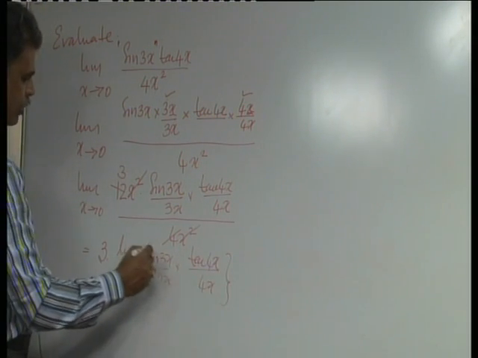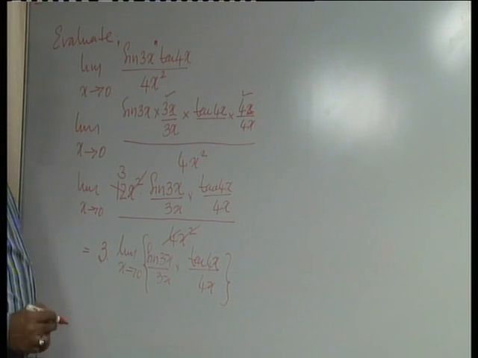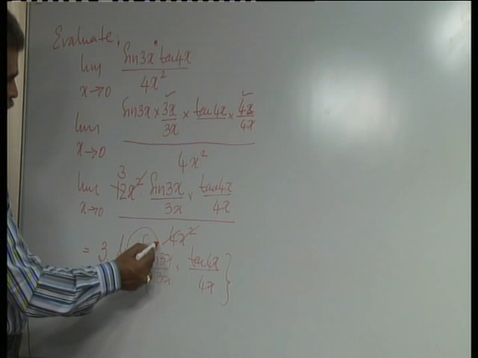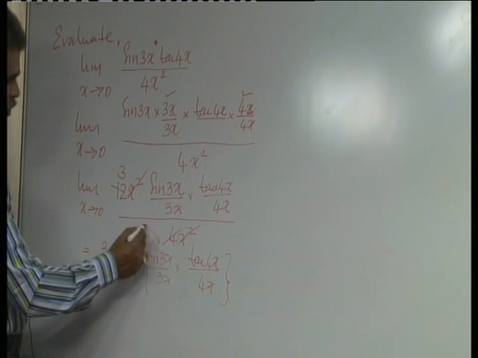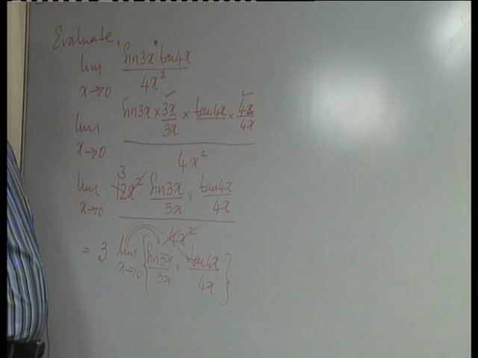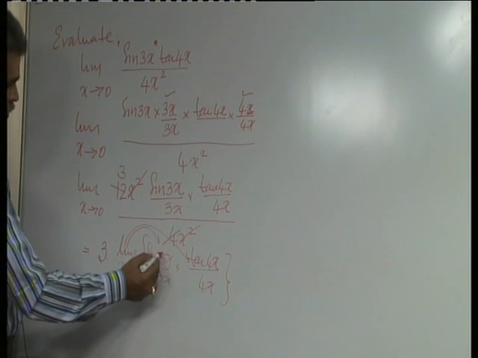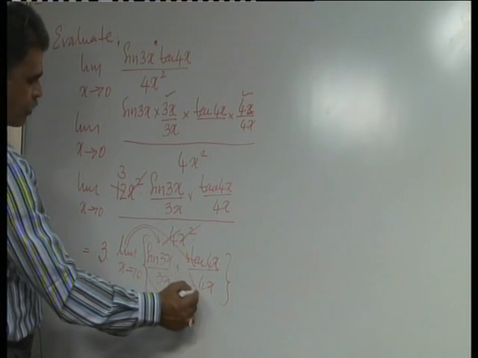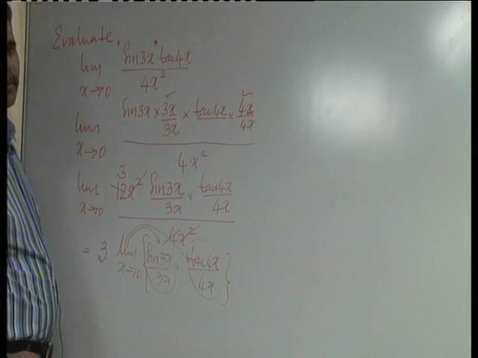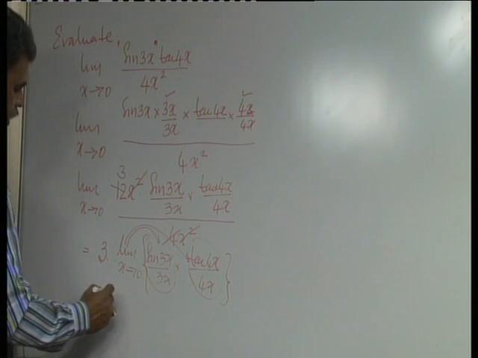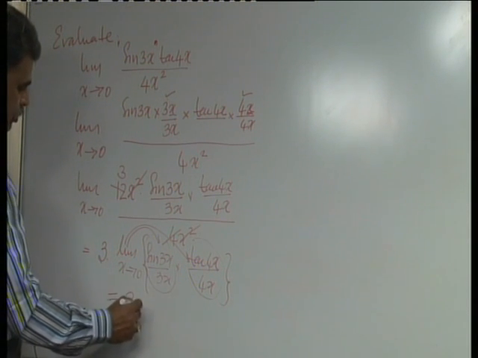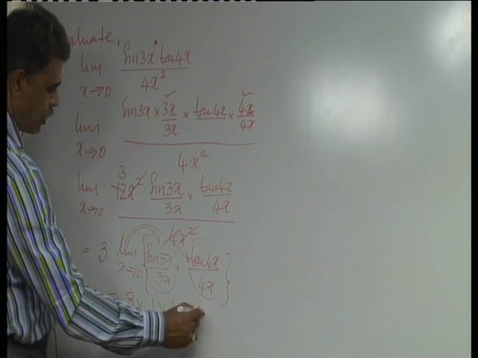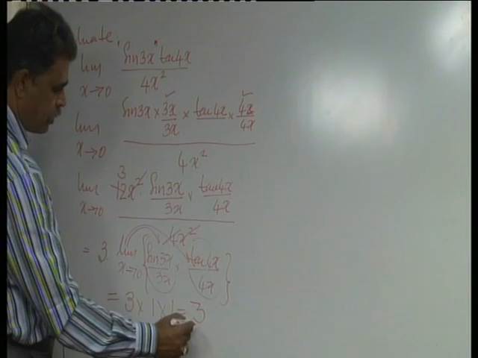According to properties of limits, the same limit can be extended for both the terms, they are in product. Hence, its value is equal to what? Its value is equal to 1, and tan 4x by 4x, if I apply the limit, its value also becomes 1, and hence 3 into 1 into 1, it will be 3 only.